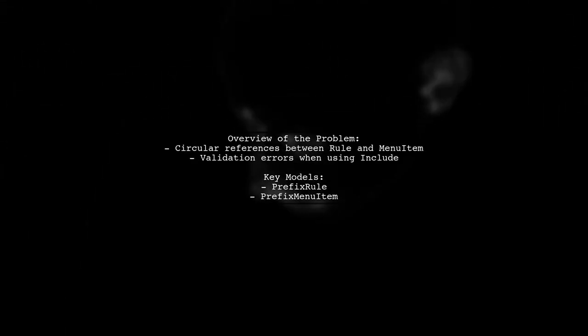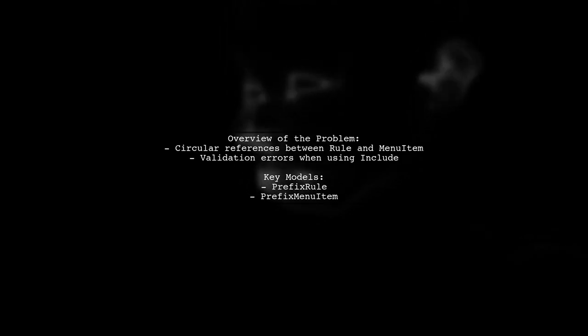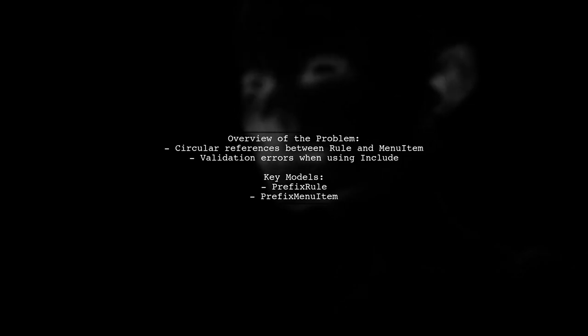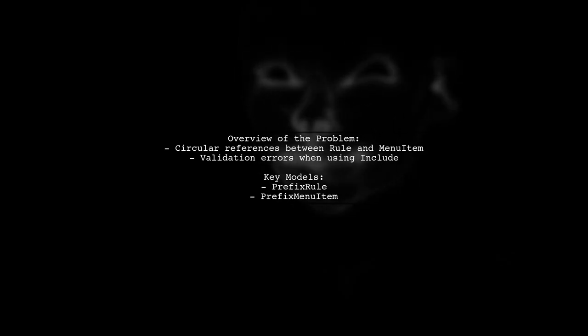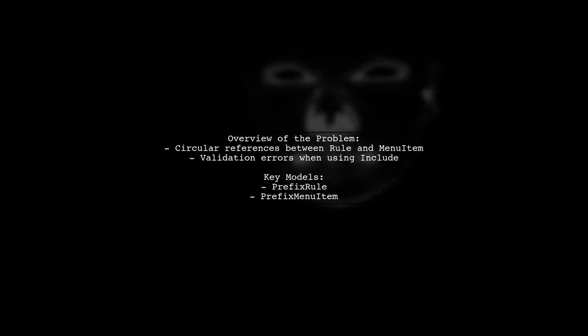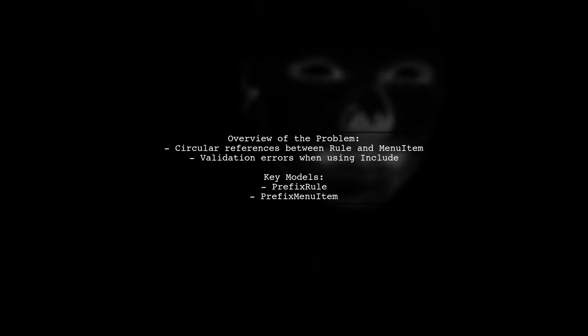In this scenario, our viewer is working on an ASP.NET MVC5 project with two models, Rule and Menu Item. The challenge arises because Menu Item references Rule, and Rule also references Menu Item, creating a circular relationship. This leads to validation errors when trying to pull data using the include method.